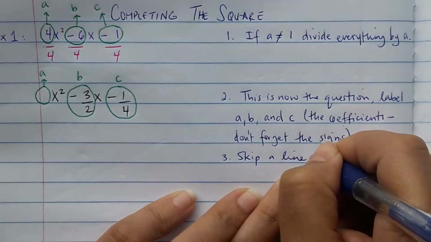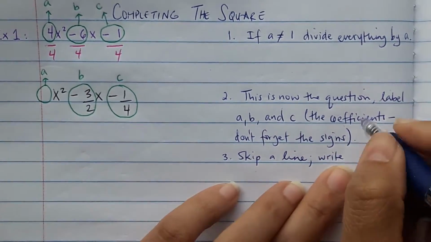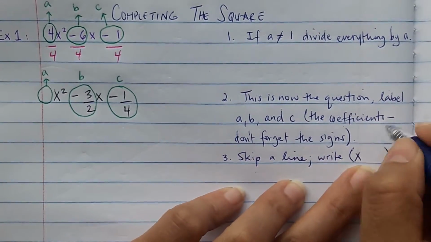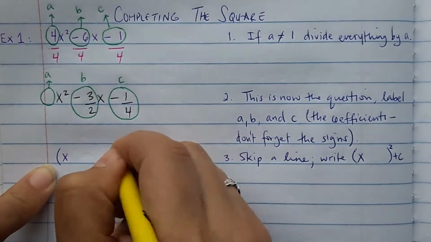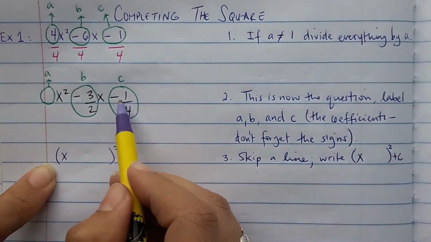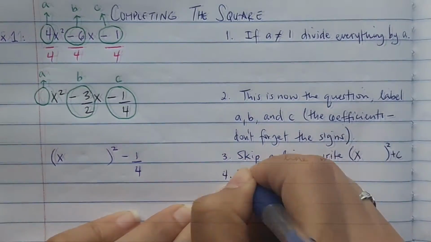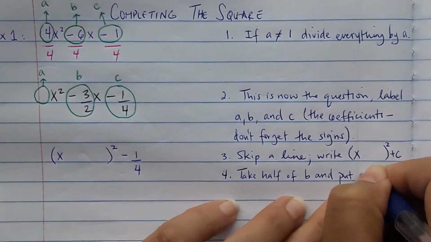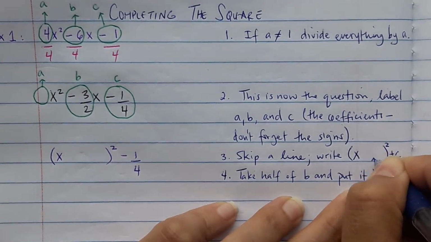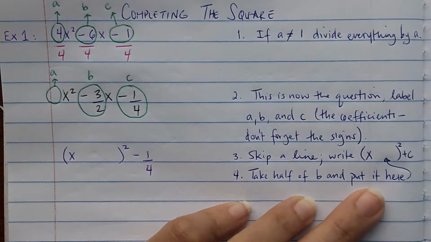Alright, so skip a line and then write this: parentheses, x, and then leave a little space, and then squared outside, plus whatever your C is. In this case, it's negative 1/4. So let's skip a line and then write that. And my C is negative 1/4, so that's what I'm putting there. Number 4, take half of B and put it inside that parentheses. Put it here.